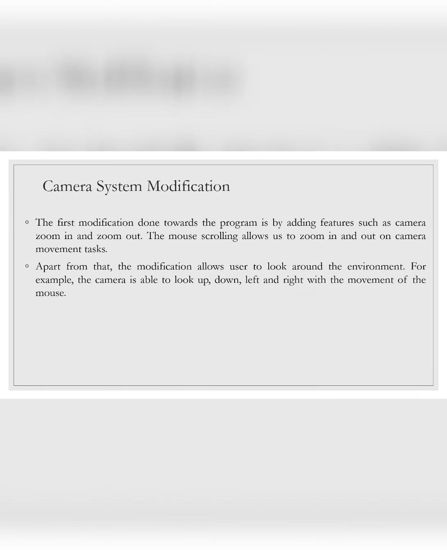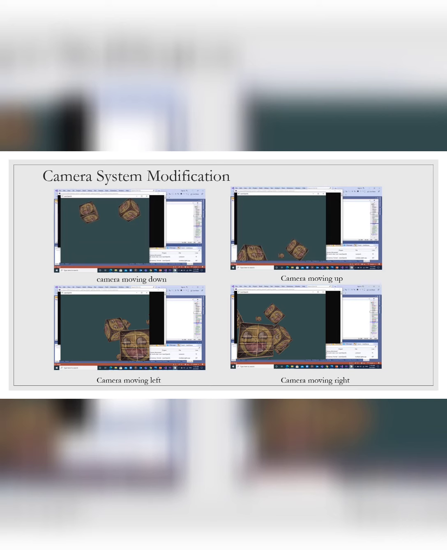For the camera system modification, the first modification done to the program is adding features such as camera zoom in and zoom out. The mouse scrolling allows us to zoom in and zoom out on camera movement tasks. Apart from that, the modifications allow the user to look around the environment. For example, the camera is able to look up, look down, which is moving down, moving up, moving left, and moving right.